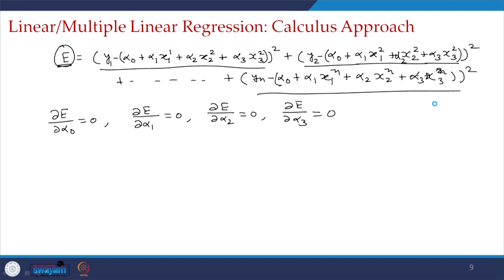And then you can solve these 4 equations in 4 unknowns using the simple linear method, means the inverse approach, and you can get the values of alpha 0, alpha 1, alpha 2 and alpha 3. So, this is the basic calculus approach for linear or multiple regression. So, I hope now the idea of linear or multiple linear regression is clear to you.